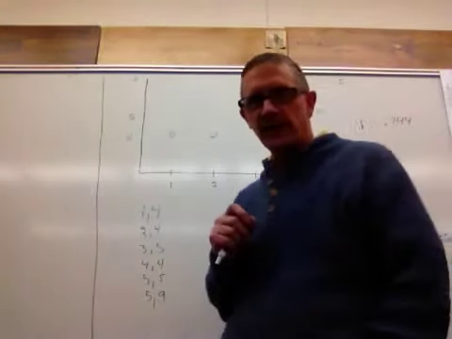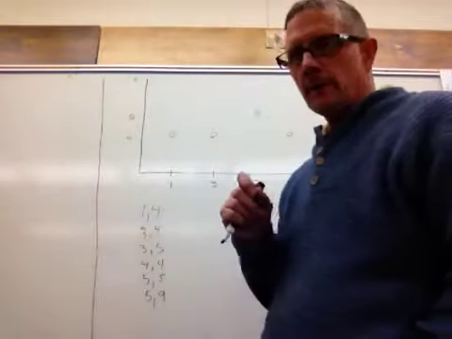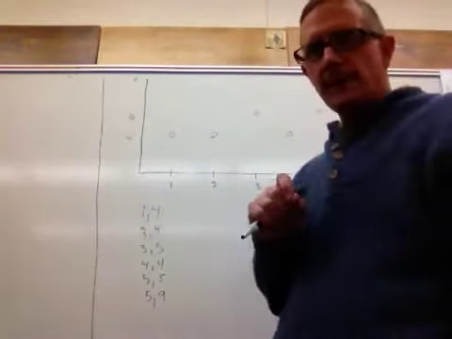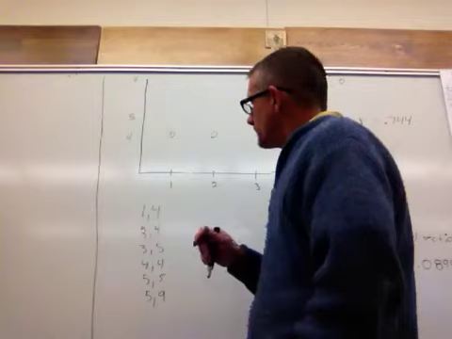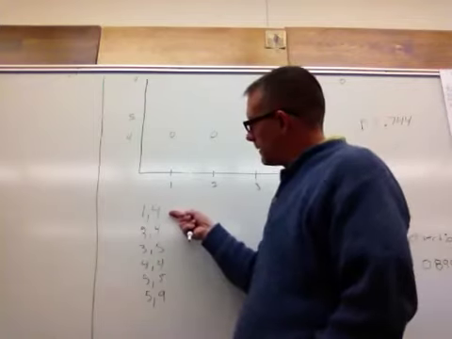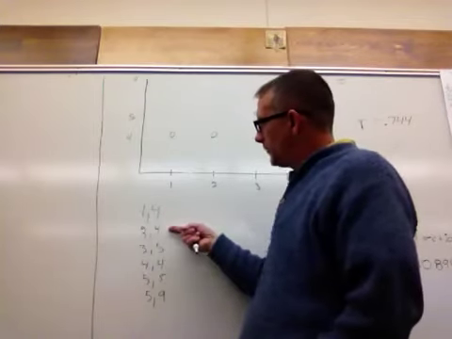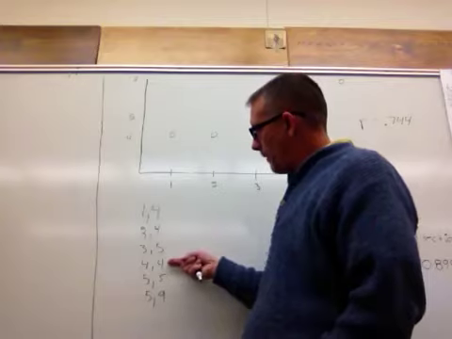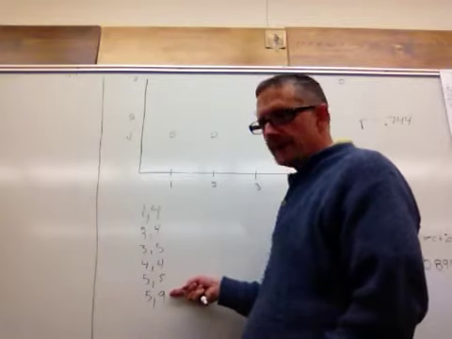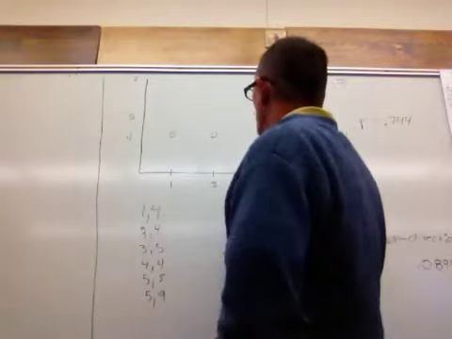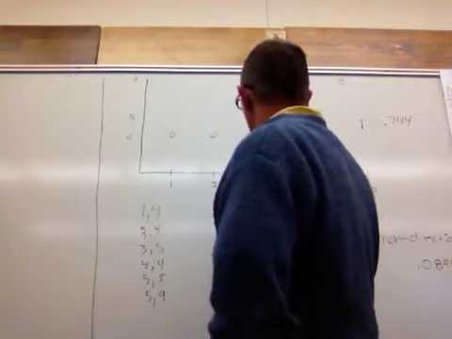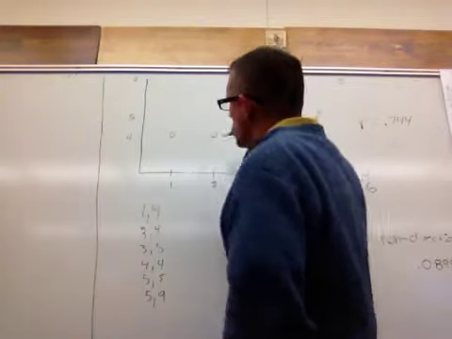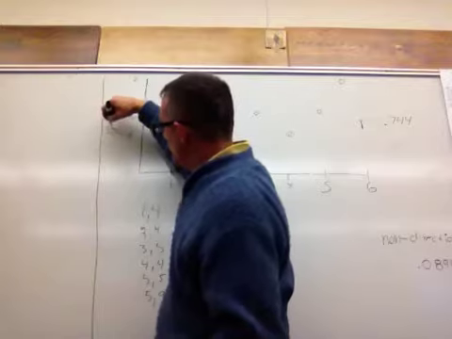Correlation coefficients and significance. Now, the one thing to keep in mind is that I've got a set of data pairs here. I've got 1, 4, 2, 4, 3, 5, 4, 4, 5, 5, 5, 9. So let's say this is the number of carrots you eat per week, and this is the number of miles you run per day.